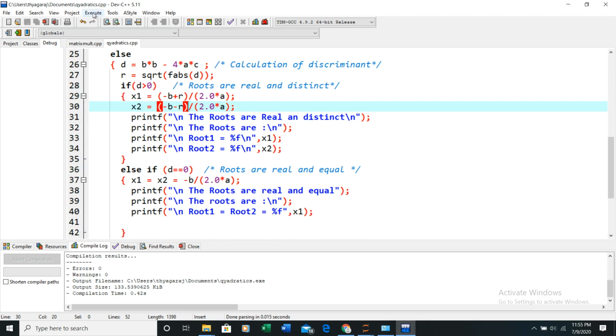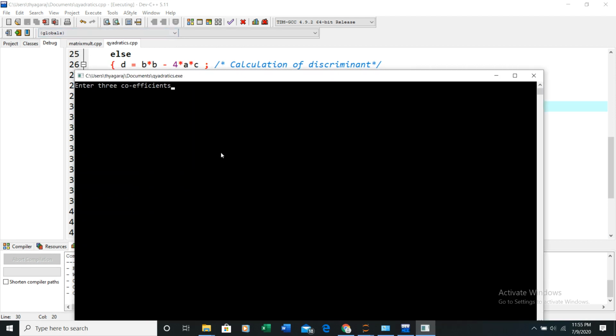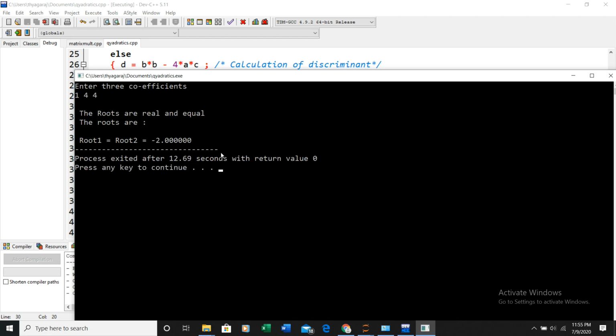We will go for finding the output. We will have different types of execution here. First one is enter 3 coefficients. I will enter say 1, 4, 4. You will have roots are real and equal. This is for the roots are real and equal, because discriminant becomes equal to 0. Therefore, root 1 equal to root 2 equal to minus 2.000 like this.